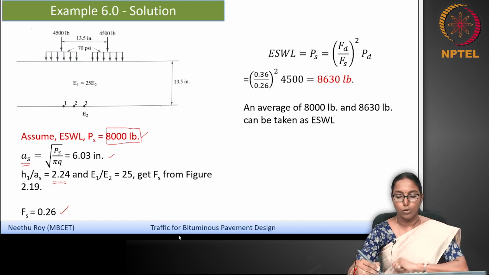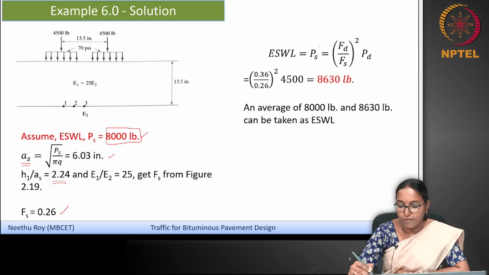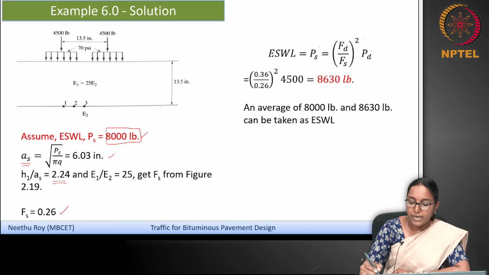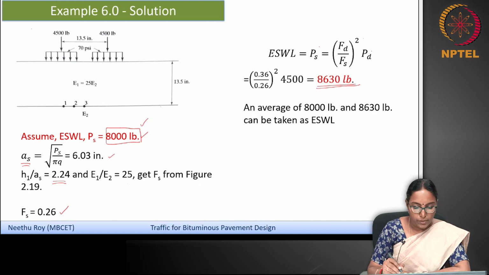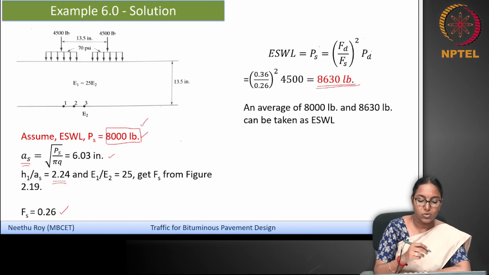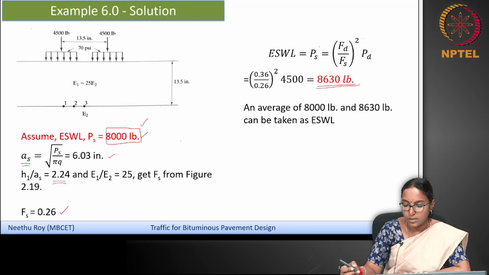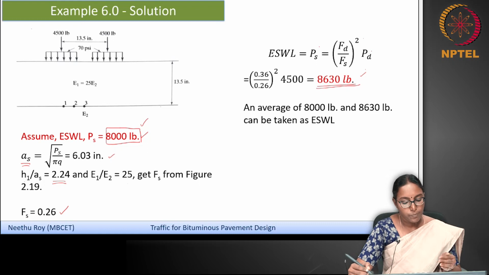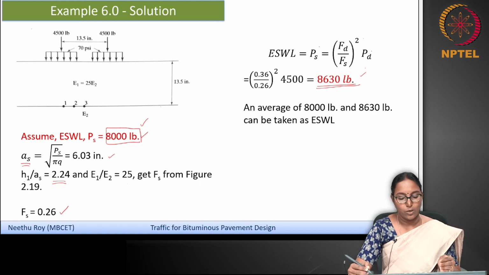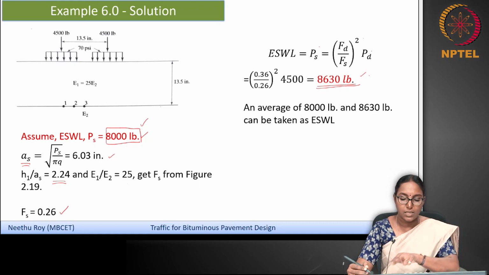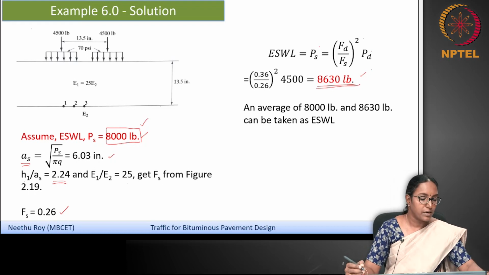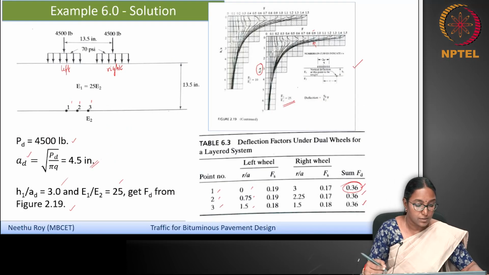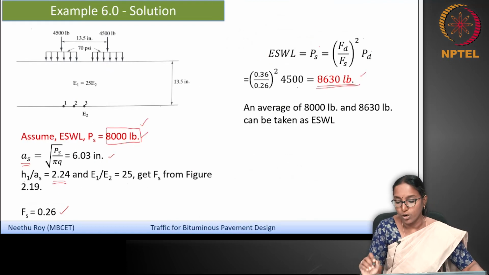Now the equivalent single wheel load PS can be computed as FD by Fs squared into PD, which you get as 8630. So you have assumed a value of 8000 pounds, and by trial you determined its equivalent single wheel load, and you got 8630. Now if you want, you can slightly increase the PS value and again do this iteration and see what the ESWL is. But since you are reading from a chart, more accuracy may not be possible.